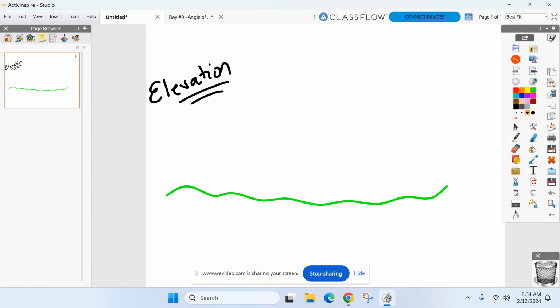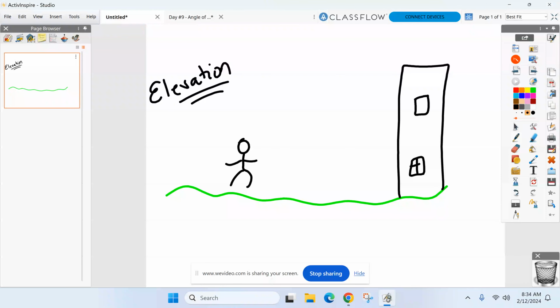Here's the start of it. There's your grass. There we go. You're on the ground looking up at something. Buildings, trees, whatever. You're on the ground looking up, let's say at a building here. A little window action there for you. Looking up at the top of it, you form an angle of elevation.